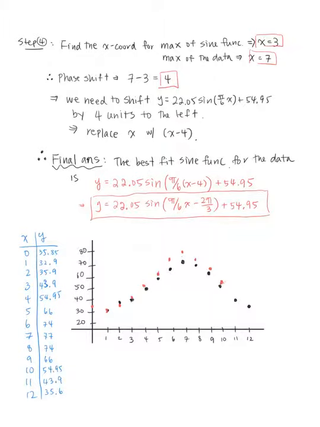When x is 11, it's 43.9, and at 12 we get 35.6. I think this is good enough. There you go, this is the graph of our function. That was like the longest problem ever, but we got it. Good job, everyone.